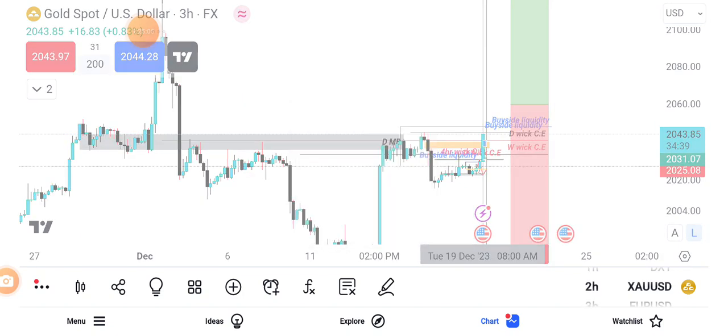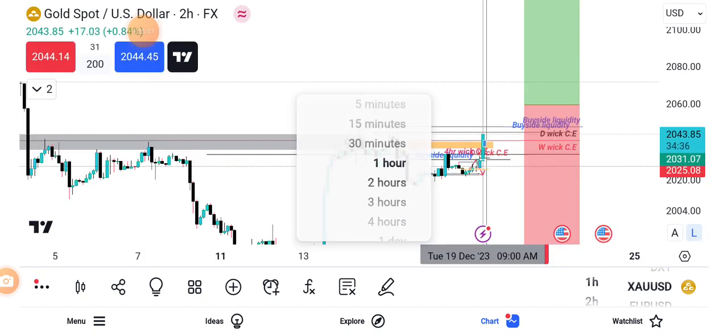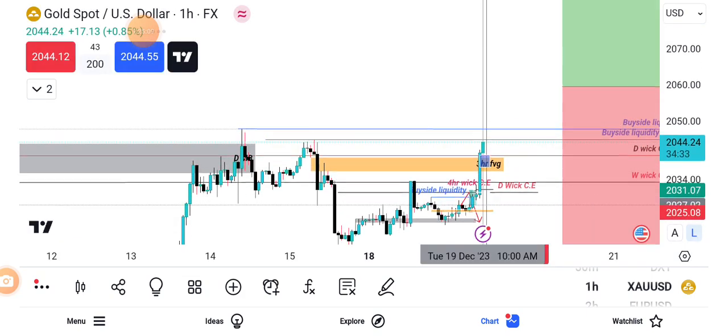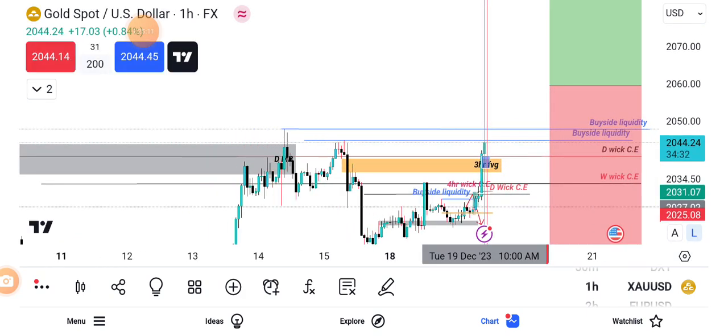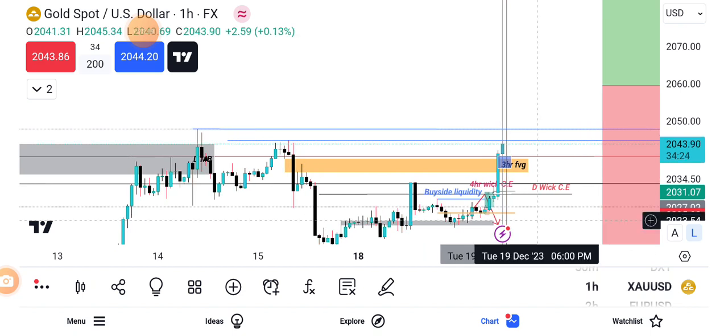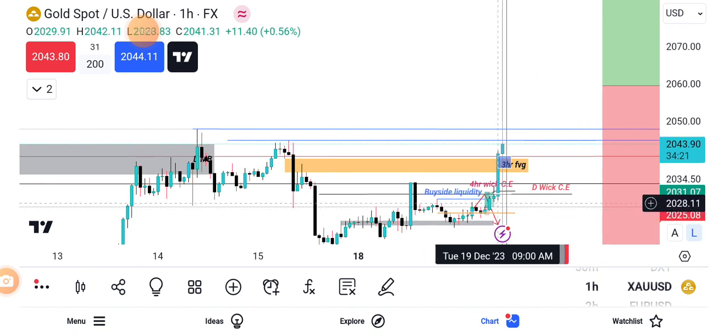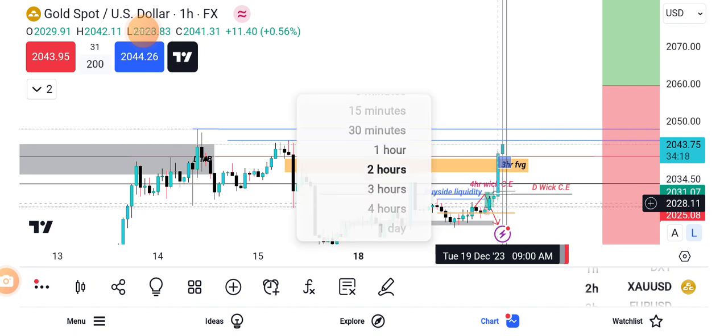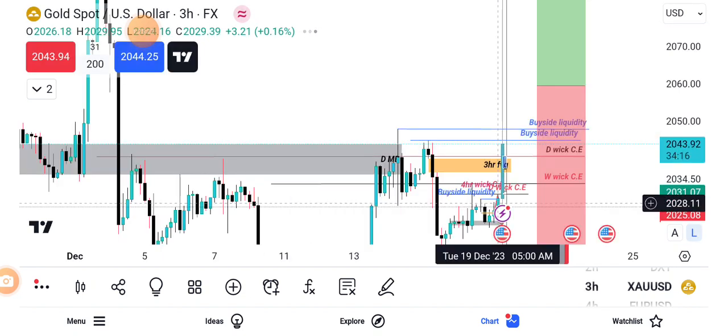So back to the 1 hour, we can see that candle has closed above. This candle closed above the 3 hour fair value gap. And where is the 3 hour currently? I want to see how it closes.